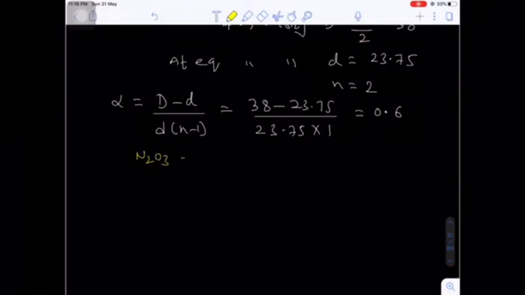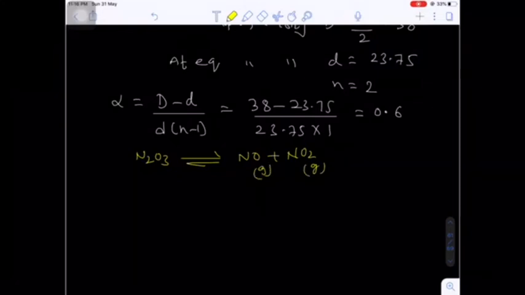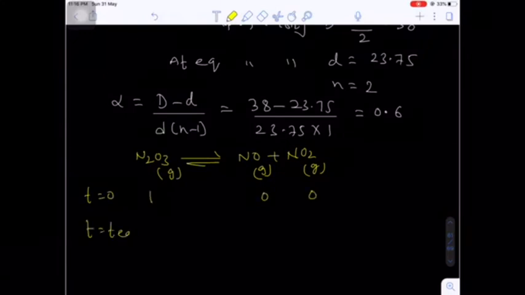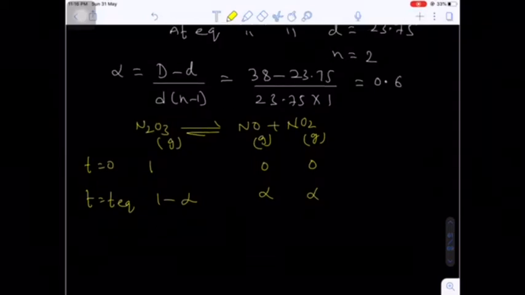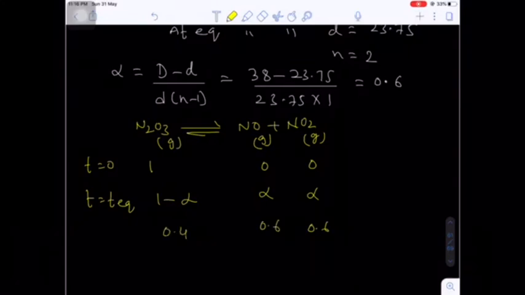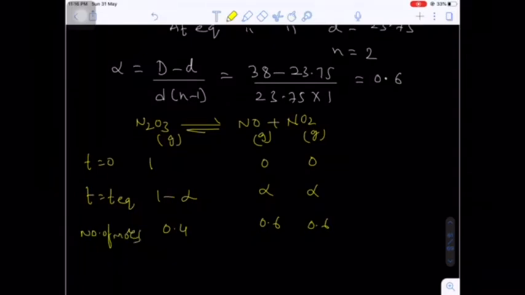Now here, what I am writing: N2O3, when it decomposes, gives NO plus NO2 gases. Are you getting my point? Now here, initially we have to start with 1 mole. At equilibrium, let's suppose alpha mole decomposes, so alpha mole of each product will form. Okay. Now we know what the alpha value is, 0.6. So here 0.6, here 0.6, and 1 minus 0.6 will be 0.4. This is the number of moles.